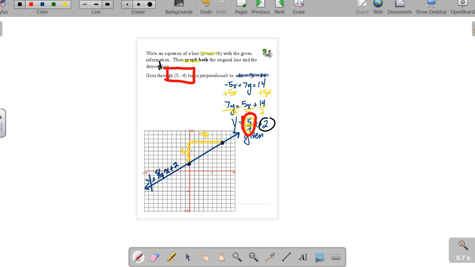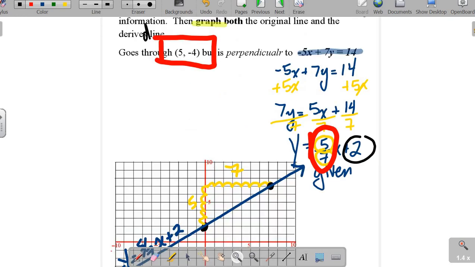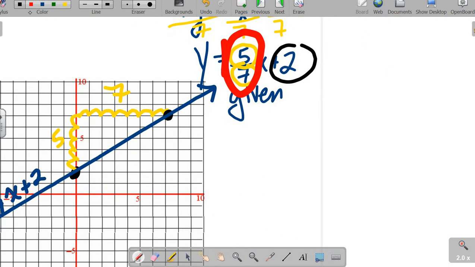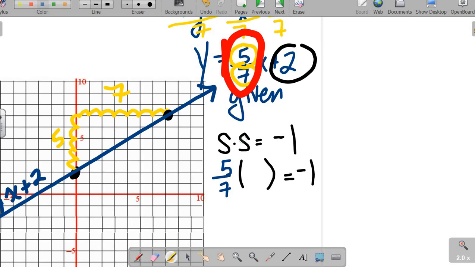Now the perpendicular slope looks like this. Slope times slope equals -1. So it's 5/7 times some sort of slope is going to get us -1. And you ask yourself, what is this slope right here in order to make a perpendicular line? And it is the opposite reciprocal. Because if you multiply 5/7 by -7/5, you're going to get -1. So this is our perpendicular slope.